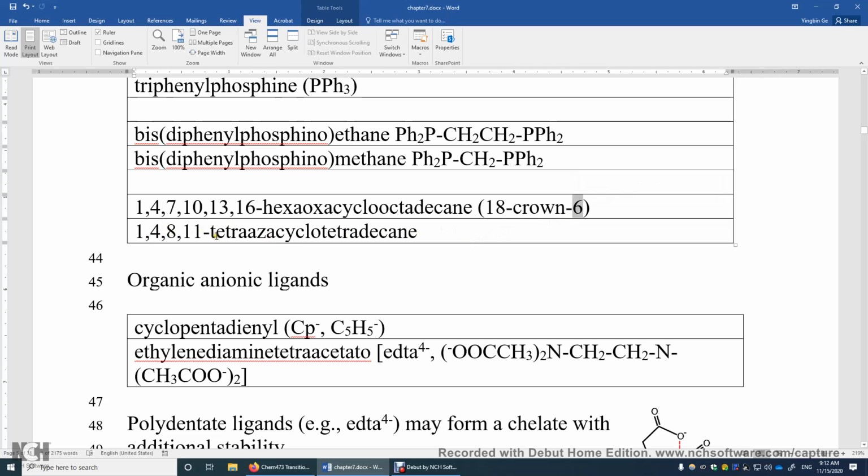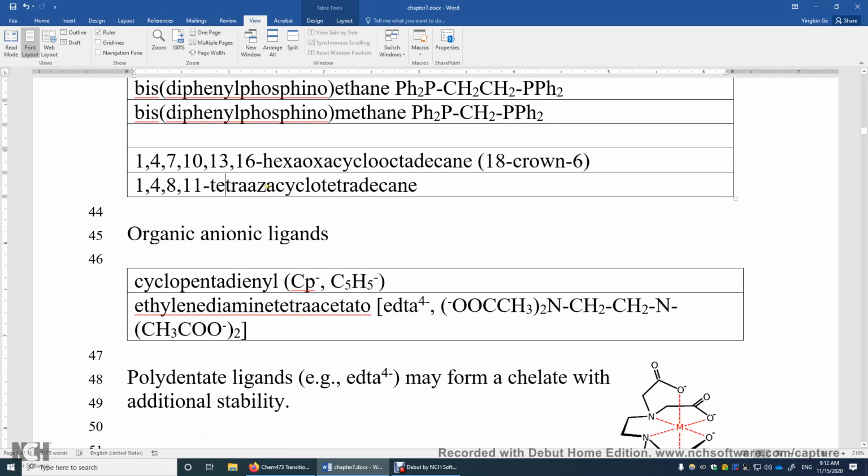1,4,8,11-tetra-aza cyclotetradecane. Cyclo, that means it's a ring. Tetra, that means 4. Deca, that means 10. Tetradeca, that means 14. Tetradecane, that means 14 carbon. Cyclotetradecane, that means a 14-membered ring. And then tetra-aza means 4 carbon atoms will be replaced with 4 nitrogen atoms on these 4 positions, 1, 4, 8, 11. So I want you to be able to picture those structures in your head.